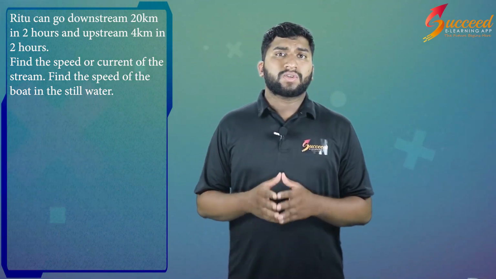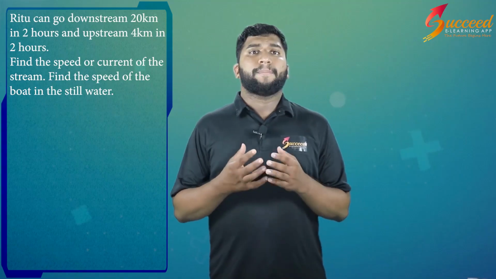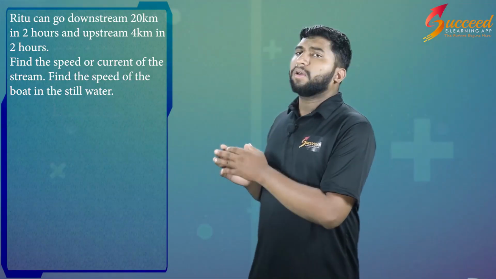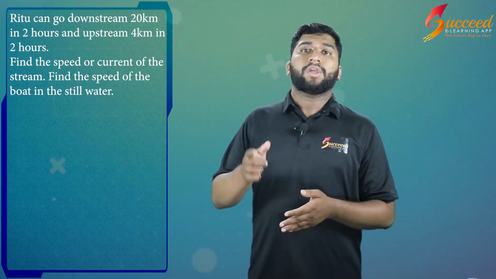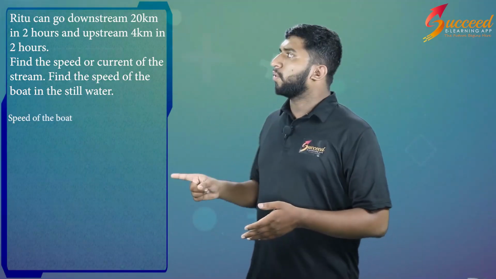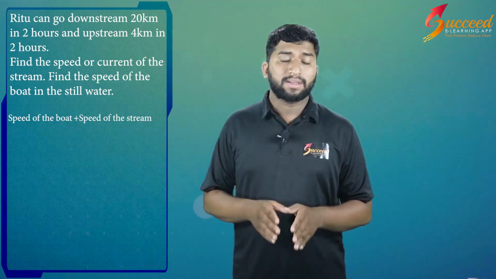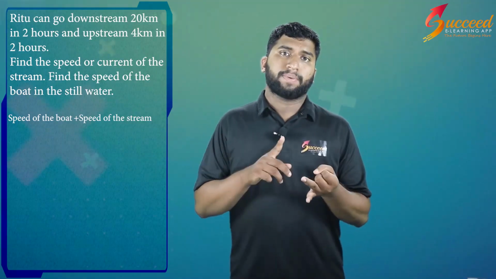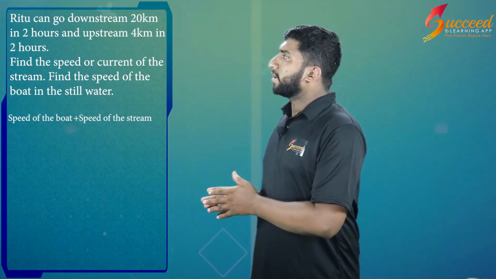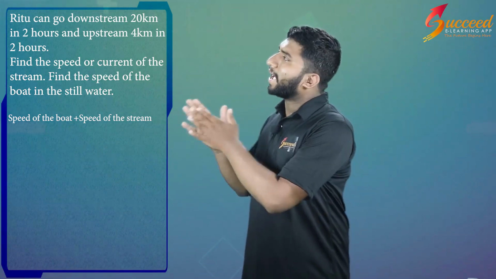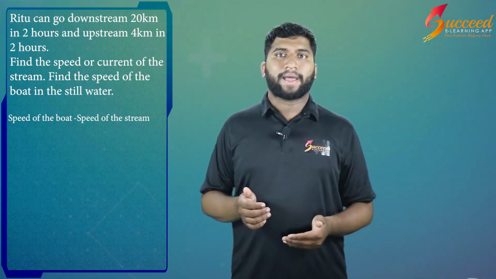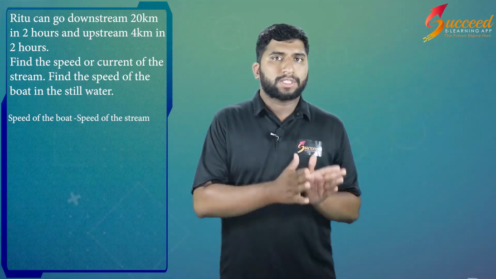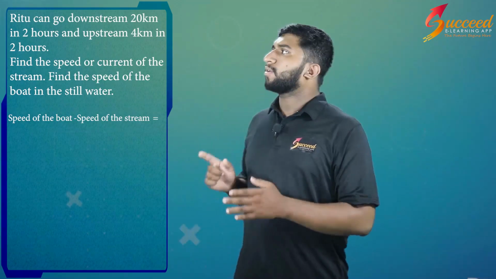In this sort of question you should be very careful. Before going to solve the equations, just observe the figure here. Whenever the boat is going downstream, you need to add the speed of the boat and the speed of the stream. But whenever the boat is going upstream, you have to subtract the stream speed from the boat speed. That is, boat speed minus stream speed will be your speed when the boat is going upstream.